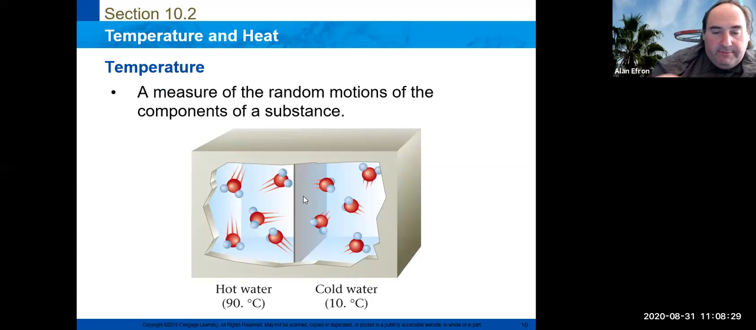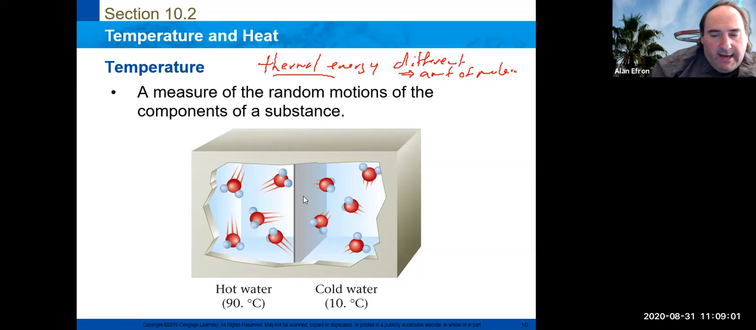Talking about temperature, temperature is a measure of the random motion of components of a substance. Temperature and energy are really different. A lot of times when we talk about energy and its relationship to temperature, temperature and something referred to as thermal energy are different. Thermal energy is basically the energy associated with the amount of molecules or atoms present.